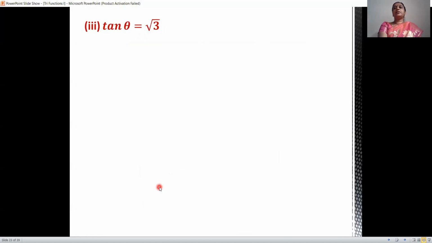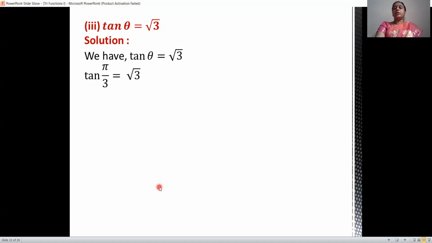Consider tan theta is equal to root 3. Now write down here we have tan theta is equal to root 3. Again, check whether we will get the value of tan theta as root 3 from your table 0 to 360. We will know that at tan pi by 3, the value of tan theta is root 3. Now compare this first and second. Tan theta is equal to root 3 and tan pi by 3 is equal to root 3. Comparing these two, we get tan theta is equal to tan pi by 3.